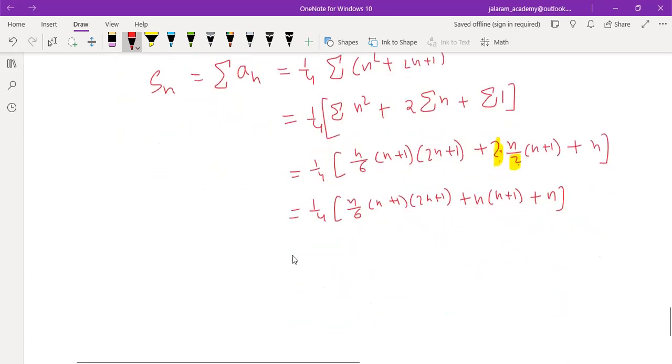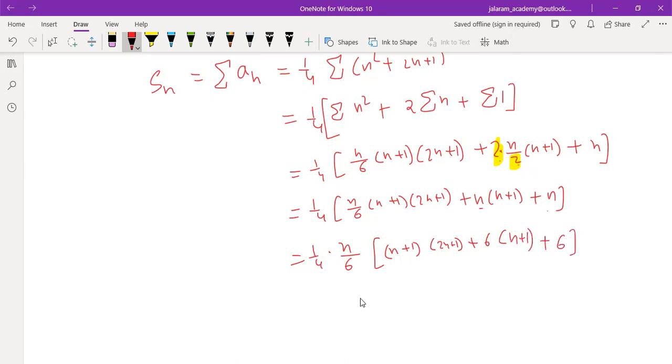Now which term is common? n is common. And what is the LCM? LCM of denominator is 6 only. So first term remains with n plus 1 into 2n plus 1. 6 is already we have taken common. Plus this 6 will be multiplied to the second term. And n is already taken common, so n plus 1 will be there. n is common, so 6 into 1 is 6 only.